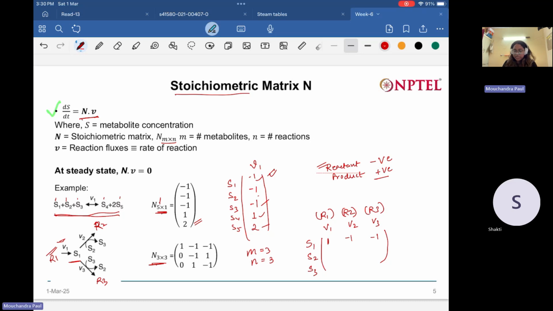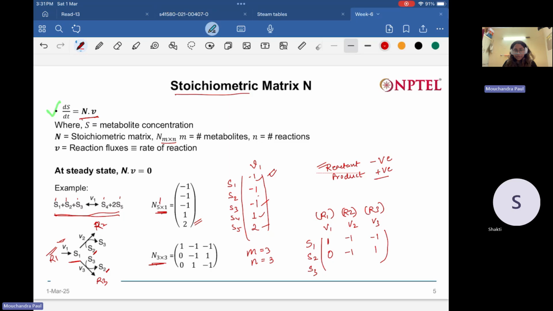Then let's look at the substrate S2. S2 is involved in both reaction 2 and reaction 3. But in reaction 2, S2 is a reactant, so the stoichiometric coefficient will be -1. Whereas in reaction 3, S2 is a product, so the stoichiometric coefficient will be +1. Now, since S2 is not involved at all in reaction 1, the stoichiometric coefficient will be 0 here.